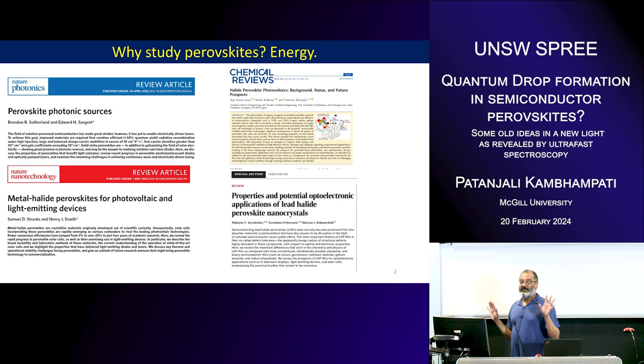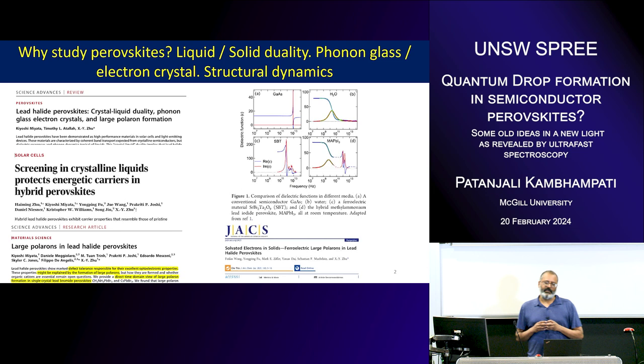Why are we studying perovskites? Why is the field studying perovskites in the last 10 years? Because of energy. They had shown tremendous promise for photovoltaics, now showing promise for LEDs and a variety of other things. That's perhaps the technical motivation. The scientific motivation for perovskites is liquid-solid duality, where it was first proposed by Xiaoyang Zhu at Columbia that the low-frequency vibrational response of perovskites bears isomorphism to polar liquids in terms of the dielectric response.